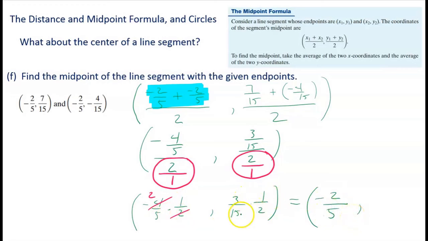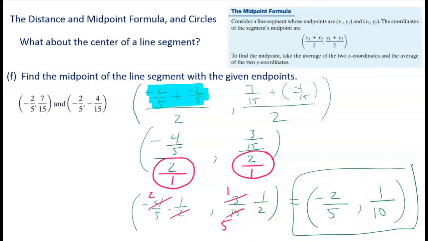Here, nothing cancels. Actually, 3 over 15 would cancel. I could say, let's do our pink canceling again. 3 cancels here to make that a 1, and 3 goes into 15 5 times. And as long as you're doing a numerator, denominator, when you're multiplying, it can either be straight up and down or across like we did here. So 1 times 1 is 1, and 5 times 2 is 10.